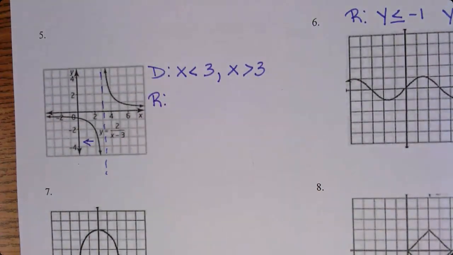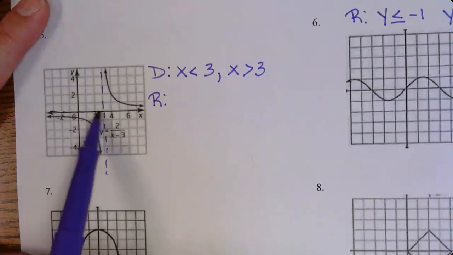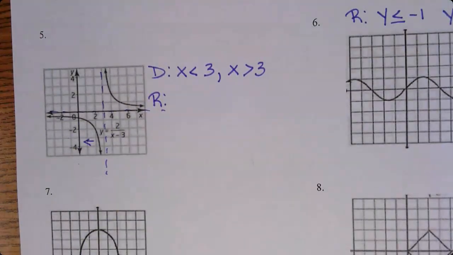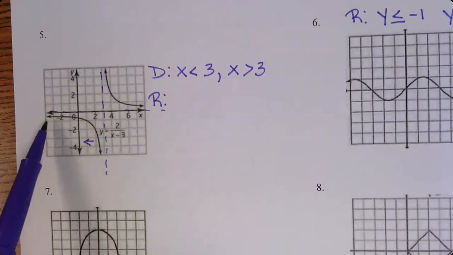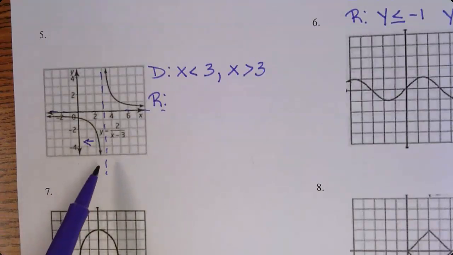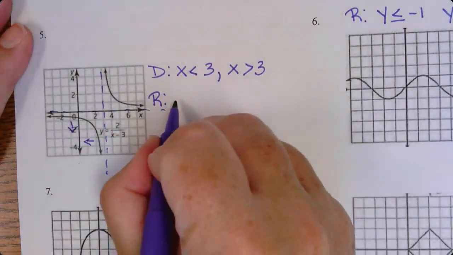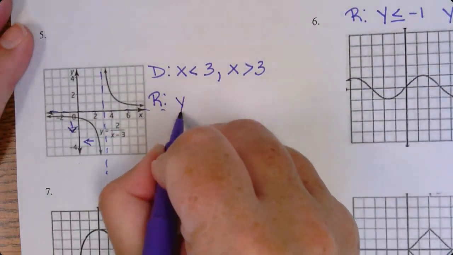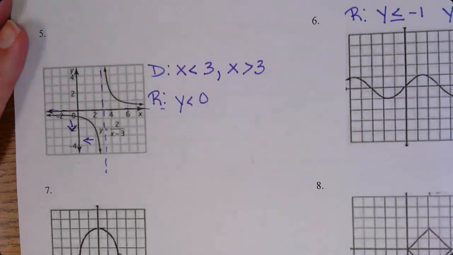Range. Am I touching all the negative y's? Now notice we have a whole nother asymptote right here at 0. So you see this graph gets close to 0 and then pulls away. So we want everything below. So we're going to say y, and we want below 0, so it's less than 0. We're not touching 0, so we're not going to go there.